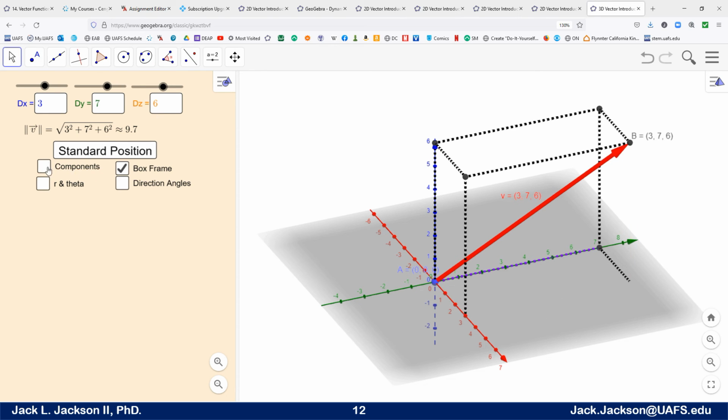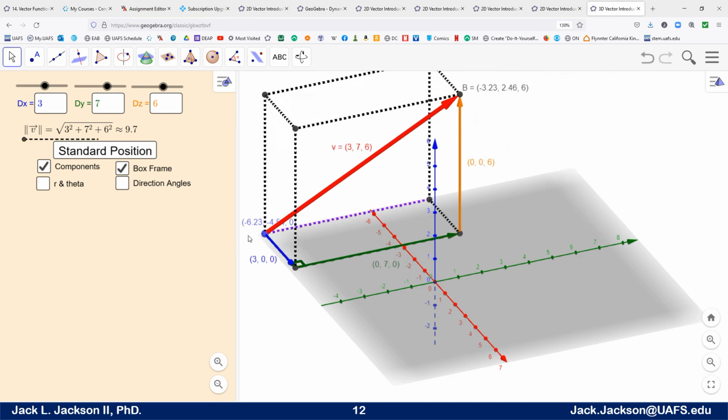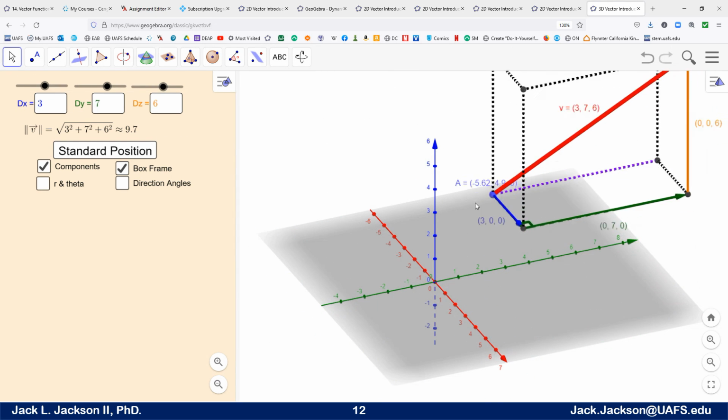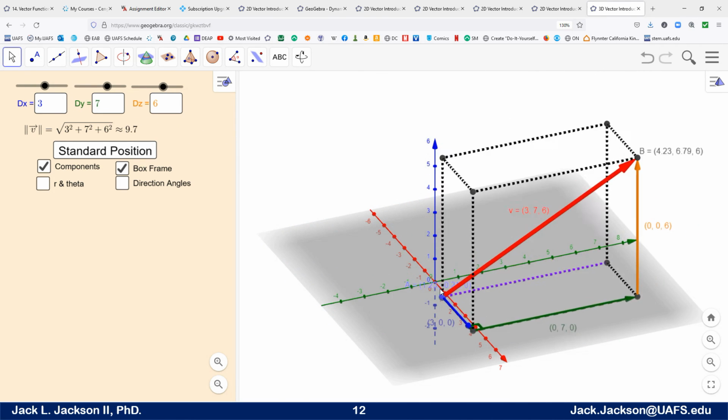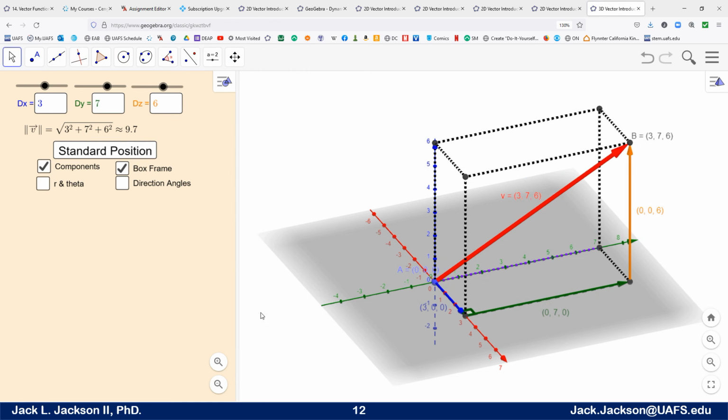So the components are these edges of the box here going around this way. So this is the vector 3, 7, 6, like this. Now, really, it doesn't matter. Remember, it's still the vector 3, 7, 6, no matter where we start it. So that point can be anywhere. This doesn't change the vector. Standard position is when that initial point is at the origin. Okay, so that shows you something there. We're going to come back to this in a little bit.